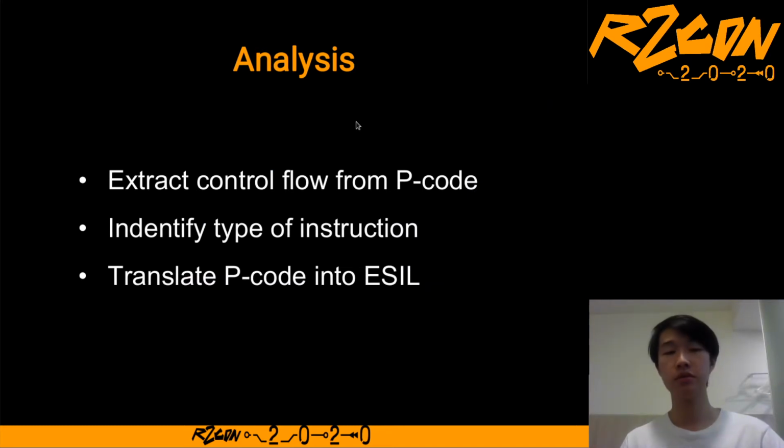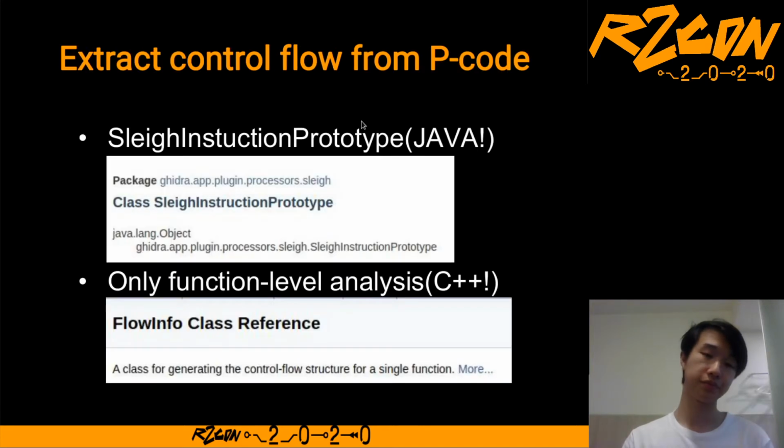But when things come to the analysis part, it becomes much harder. There are three main problems: extracting control flow from the P-code, identifying the type of the instruction, and the third is how to translate P-code into ESIL. ESIL is radare2's IR, used mainly for the emulation work. First, we will need to extract control flow from the P-code, and actually there's an existing API that can help us do the work.